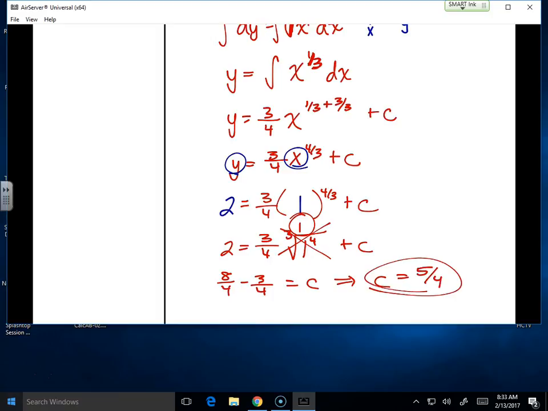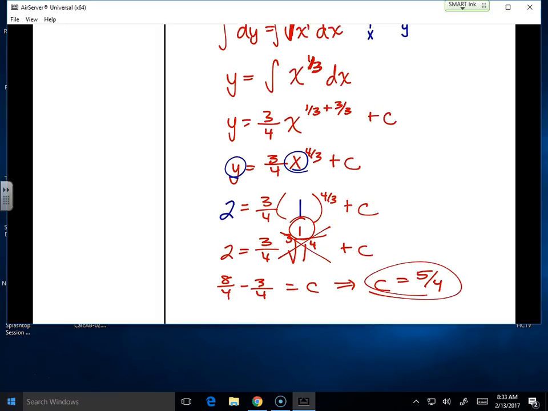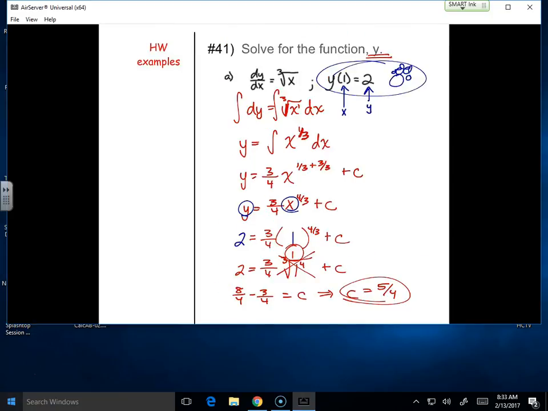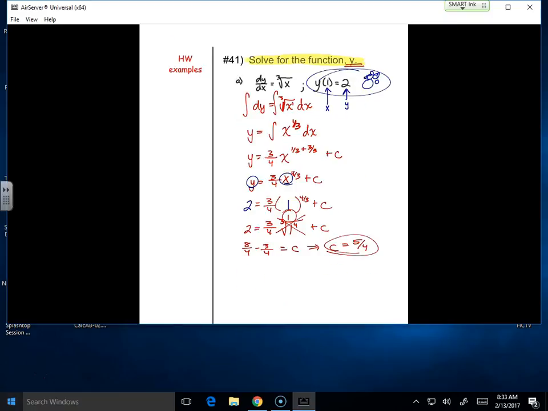And it's very, very important that you realize what they're asking for and what they actually want: the entire function with its plus c. So we end up with y equals 3/4 x to the 4/3 plus 5/4.